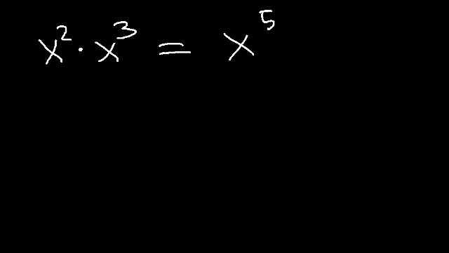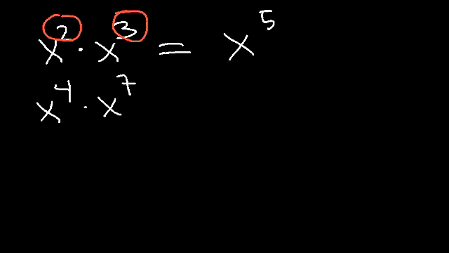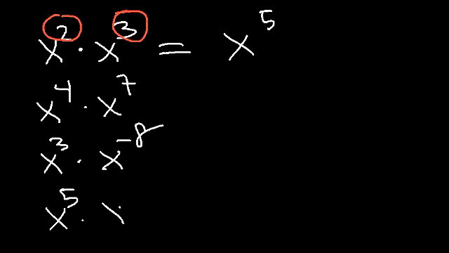Now, what's going to happen if we multiply a monomial by another monomial? If you multiply x squared times x cubed, this is going to be x to the 5th power. Whenever you multiply a common variable, you need to add the exponents. So with that in mind, try these examples. x to the 4th times x to the 7th, x to the 3rd times x to the negative 8, and x to the 5th times x to the negative 3.